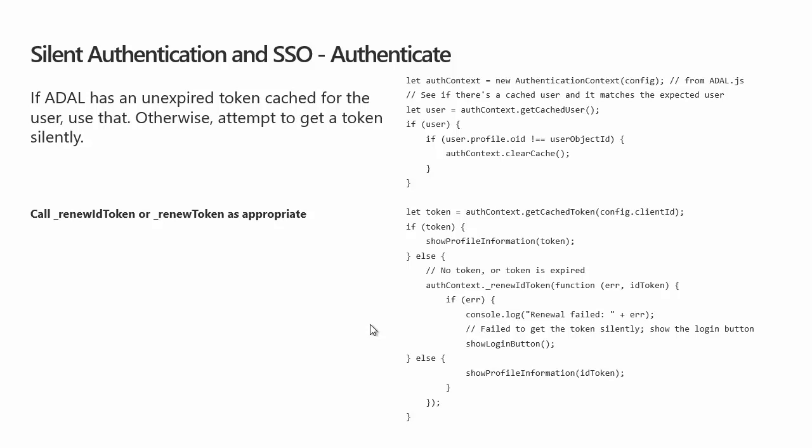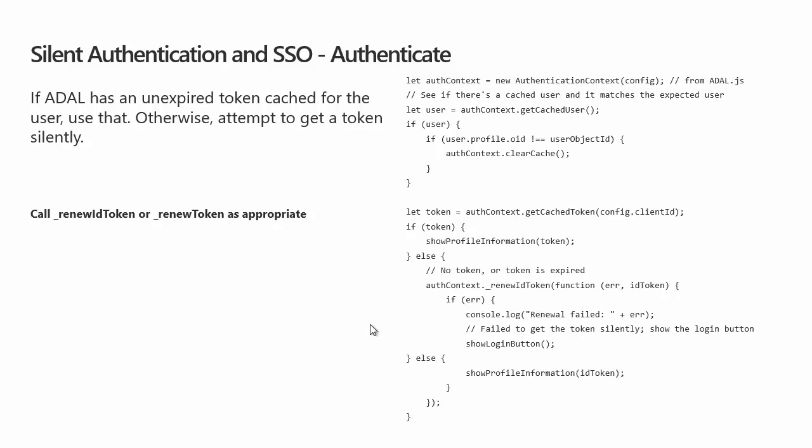And you'll see there's a quick check to make sure that the user's profile OID, which is the object ID from Azure AD, matches who we expect it to be. If the current user is not something that we've cached in memory or in our database, we don't want to use the token for the wrong user, so we clear the context.